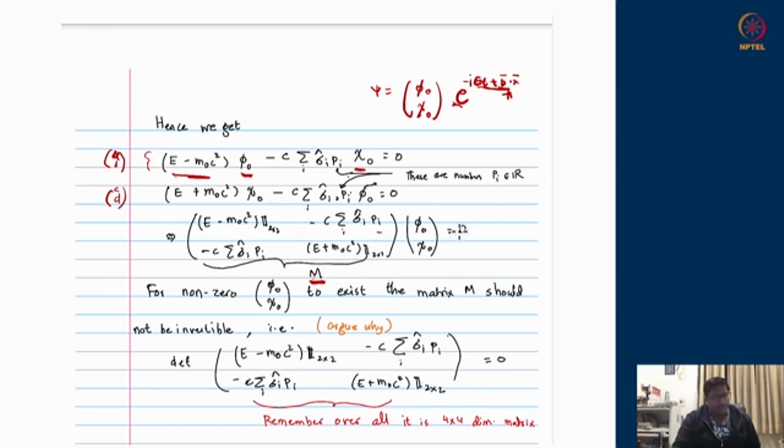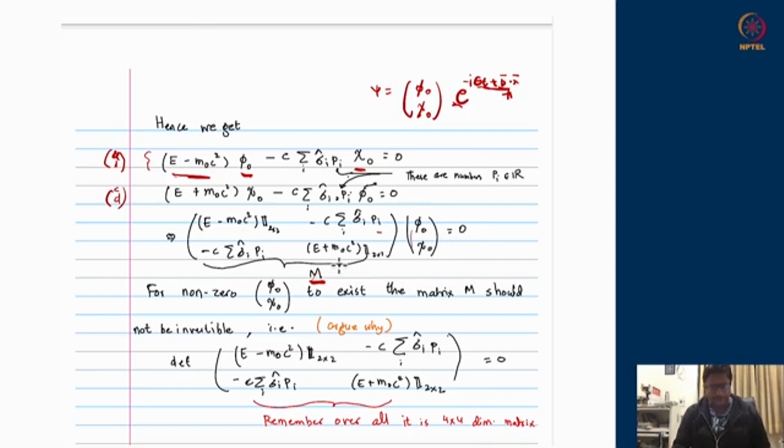There are two possibilities. This equation can be trivially satisfied if phi naught and chi naught themselves are 0. But if they become 0, this doublet becomes 0, and the full wave function becomes 0. That we do not want. We do not want the trivial solution that everything is 0, so all equations are satisfied. Is there a non-trivial solution? Suppose the other possibility is that there are some non-zero phi naught and chi naught which do satisfy that.